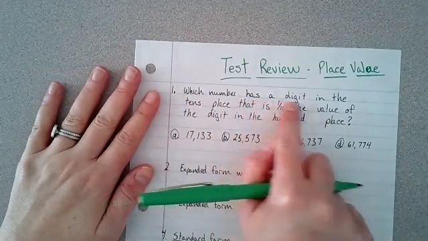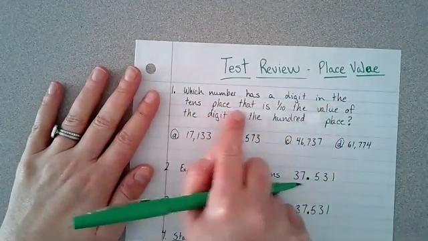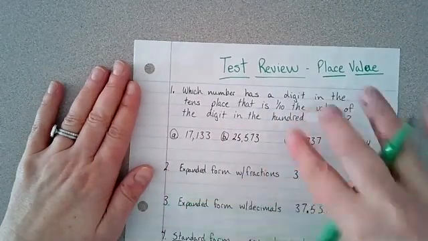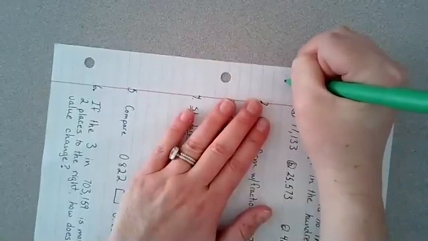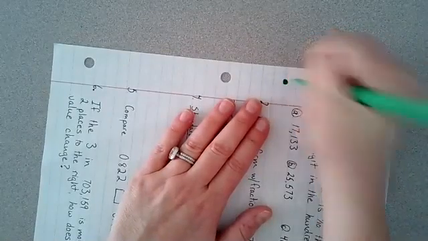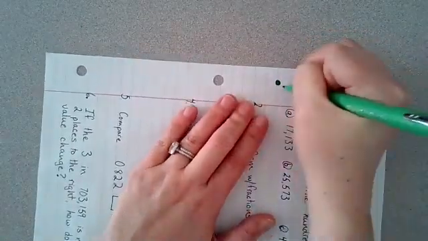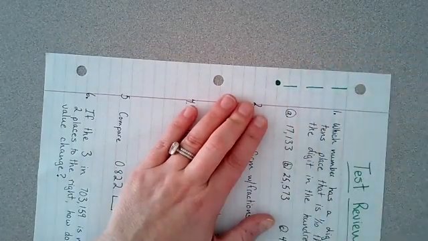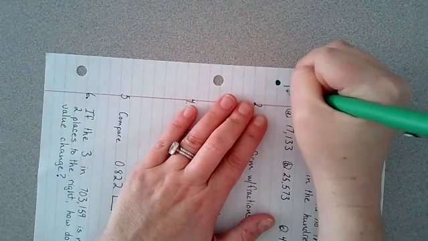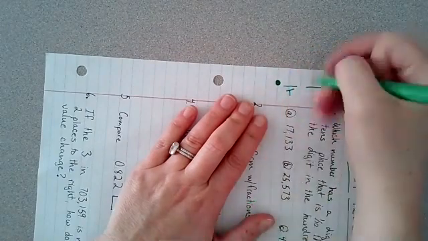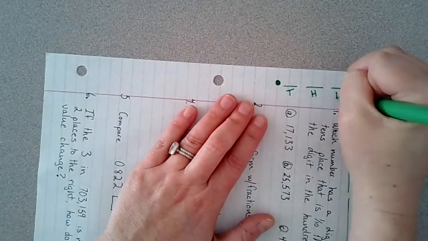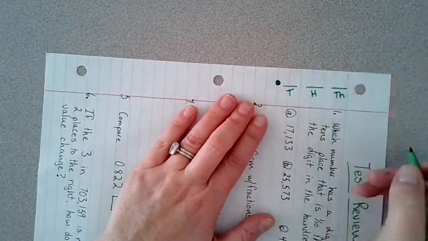Which number has a digit in the tens place that is 1/10 of the value of the digit in the hundreds place? Well, first off, I'm going to turn my paper like this. Everybody's going to do it. And you're going to write a decimal, okay? Then you're going to write a line, a line, a line. You're going to write a T under that for the tenths place, an H under that for the hundredths place, and a TH under that for the thousandths place.